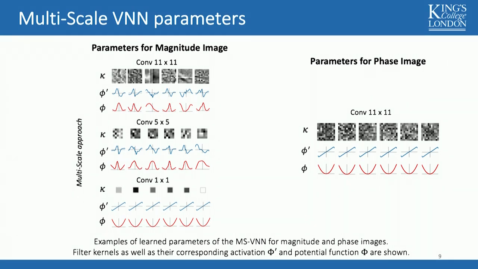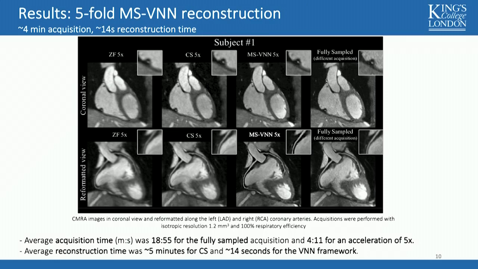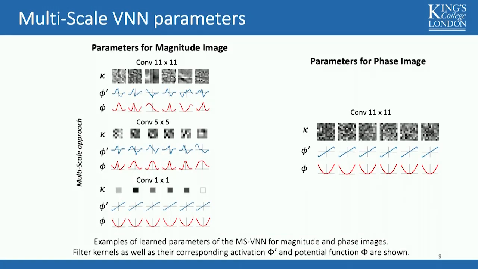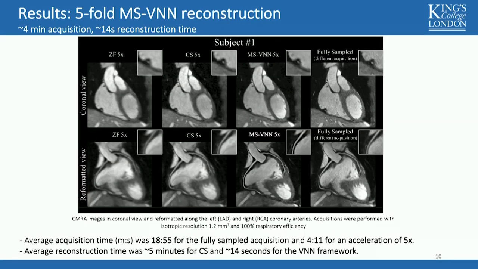Here we show examples of learned parameters of the multiscale VNN for the magnitude on the left and for the phase on the right. In blue, you see the activation function, and in red, the potential function. You can see how, for example, here the potential function can look like an L1 norm function, which is used in compressed sensing, whereas some of those might look like Student's t functions, which are associated with sharpening. Whereas for the phase, you see that all the activation functions are linear and the potential functions are convex, as we, again, experience a smooth transition.